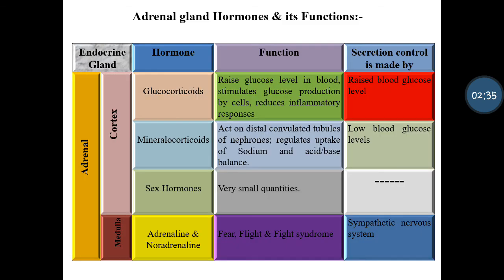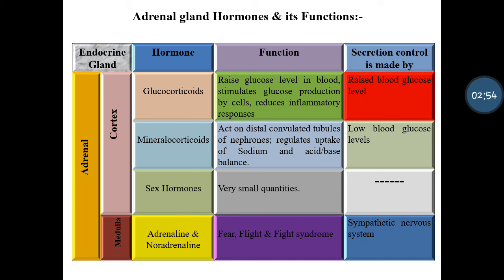Now the different types of hormones which are released from the adrenal glands, with their functions. The adrenal cortex releases three different types of hormones. First is glucocorticoids, second is mineralocorticoids, and last is sex hormones. First, the glucocorticoids.